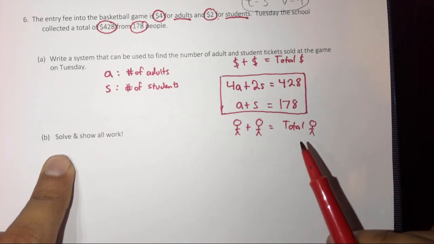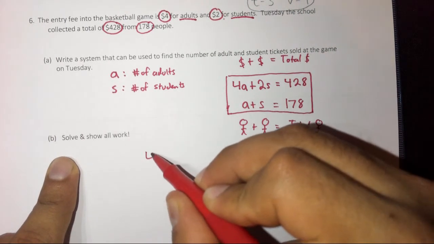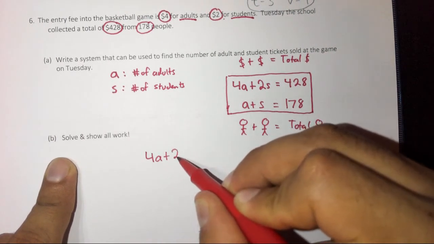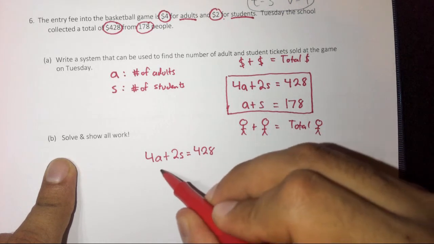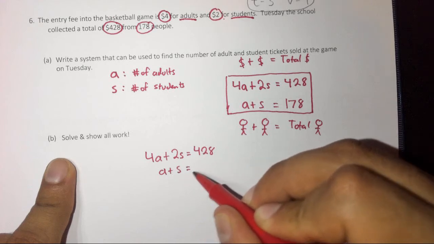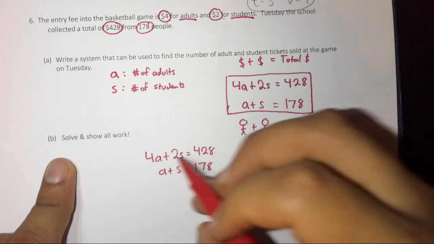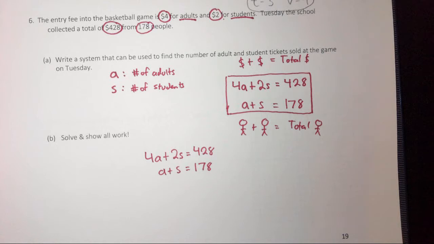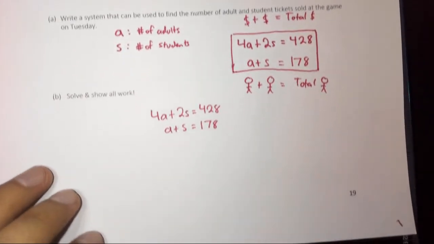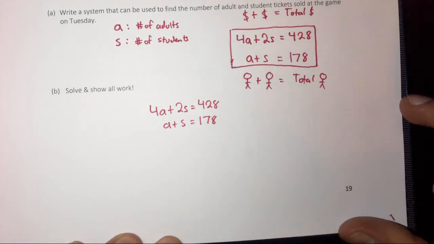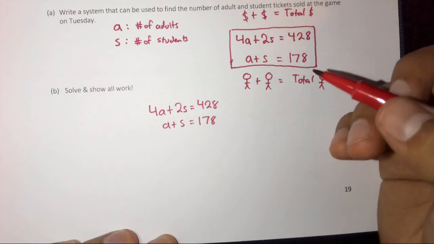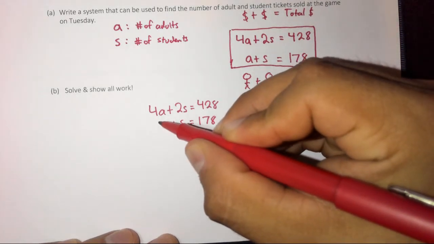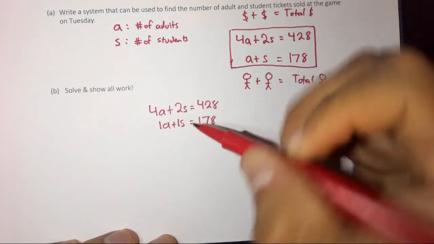Now we can go down to part B and we can solve. So this is going to be 4A plus 2S equal to 428. Alright, so there's my system. I'm going to go through and I'm going to solve. So to solve, you just have to choose a letter and try to cancel it out. Again, I'm going to be using elimination the whole time. So I'm going to put a 1 in front of this. I'm going to put a 1 in front of that.